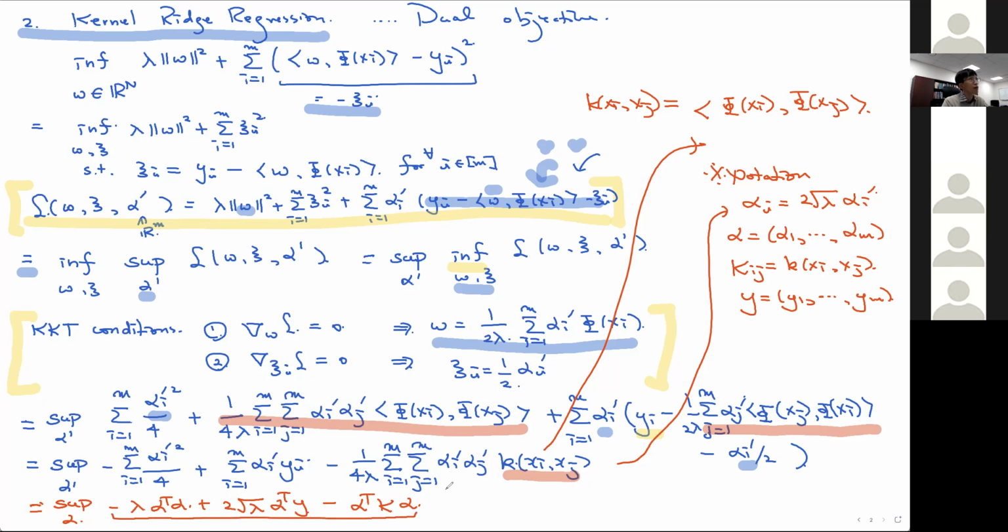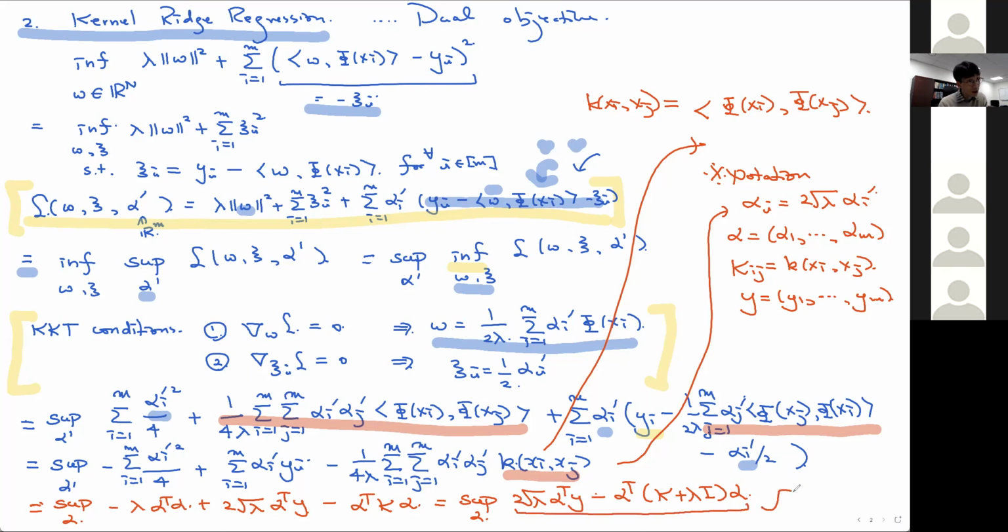Let me just do a bit more manipulation. So typically, this is written like this. Supremum over alpha of 2 square root of lambda alpha transpose y minus alpha transpose, K plus lambda identity matrix, alpha. So these two are equivalent. And then this formula is going to be written as, we'll call it G of alpha.